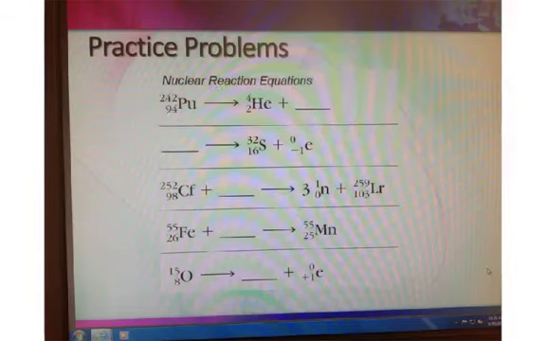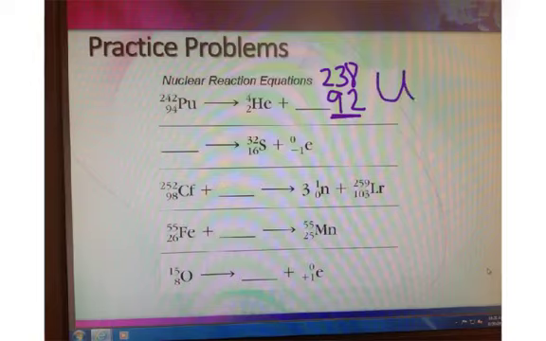So when I fill this in, it would be 238. So whatever it is has a mass of 238. It has an atomic number of 92. So all I need to do now is look at my periodic table, look for something that has an atomic number of 92, and that would be U.